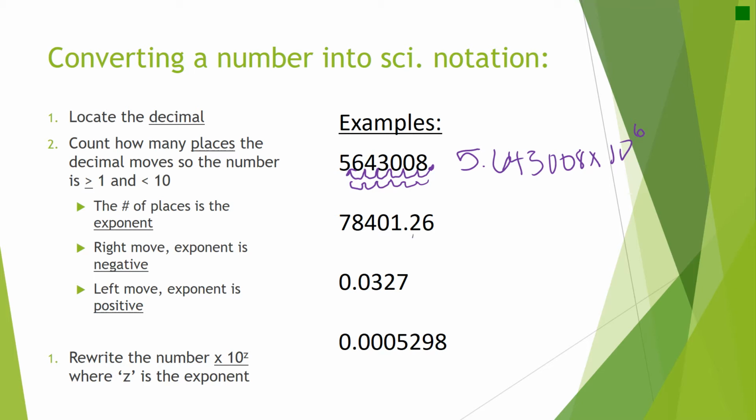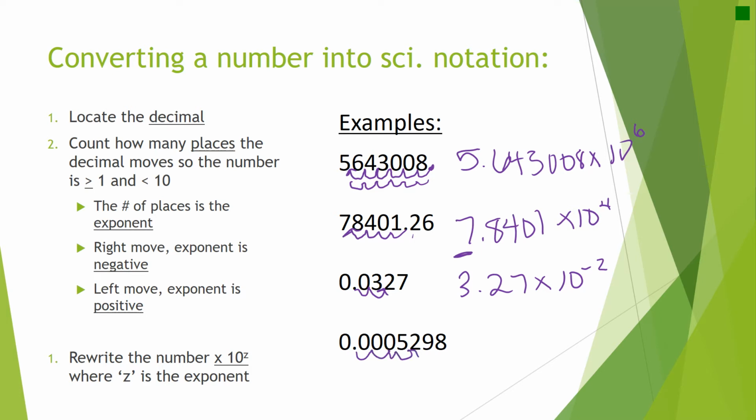Okay, let's try the next one. 1, 2, 3, 4. So I know it's going to be times 10 to the positive 4, because I had to move to the left and make a number bigger than 1. So this would be 7.8401. Remember, the number before the decimal has to be between 1 and 9. Try the next one. 1, 2. So this would be 3.27 times 10 to the negative second, because I had to move to the right. And then this one we have to go 1, 2, 3, 4. So it's 5.298 times 10 to the negative fourth.